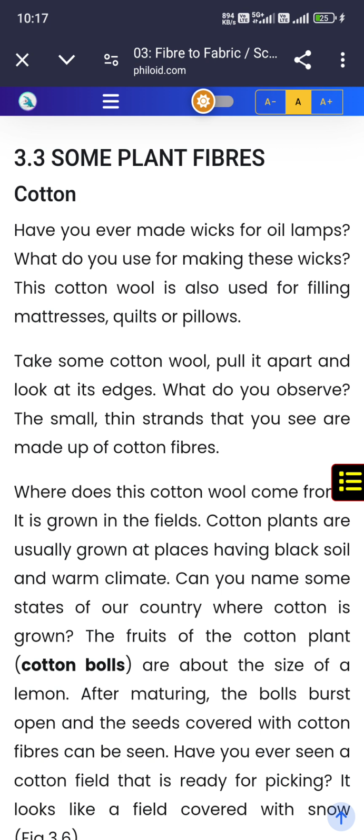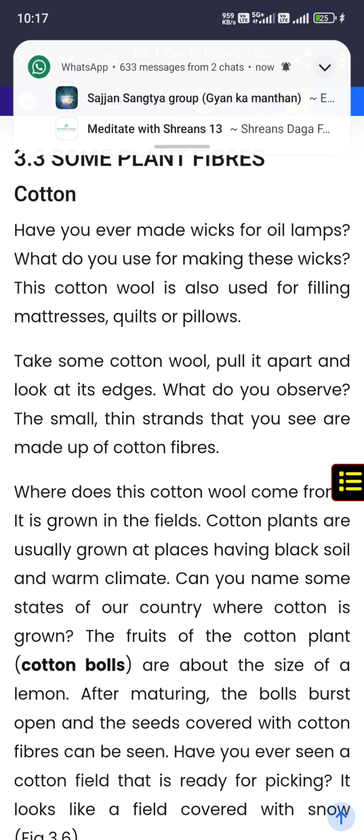Can you name some state or country where cotton is grown? Does anybody know where cotton is grown? Okay, you can mention it in the comments. The fruit of the cotton plant is about the size of a lemon, and it contains cotton.